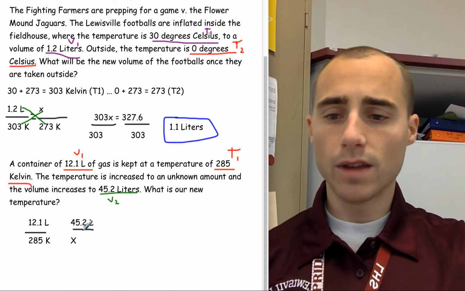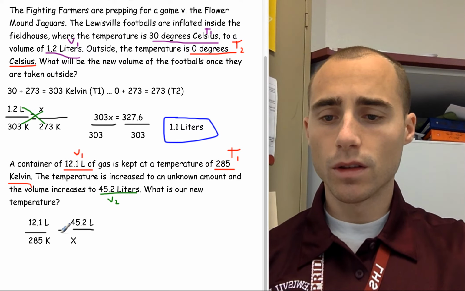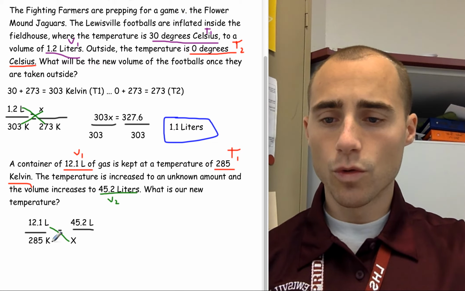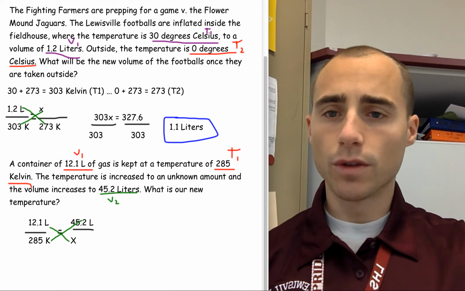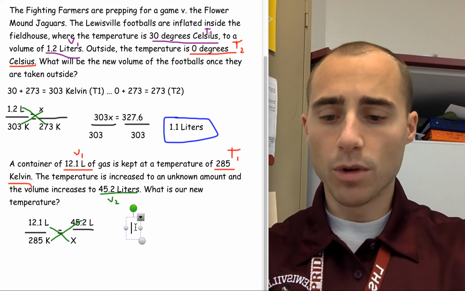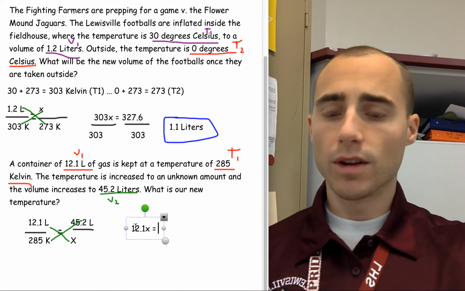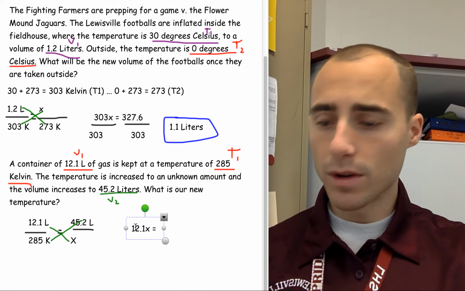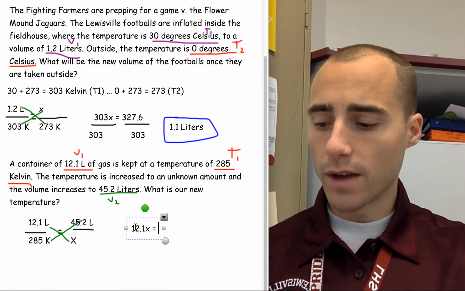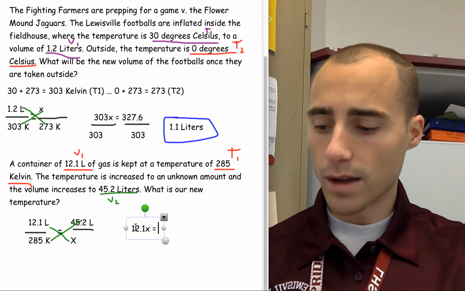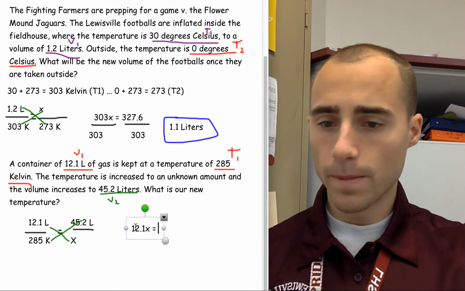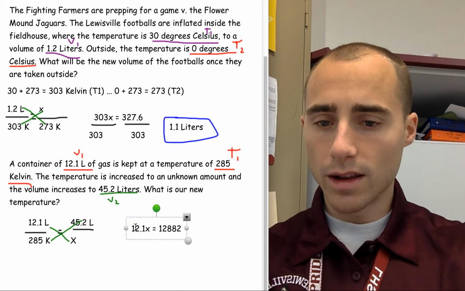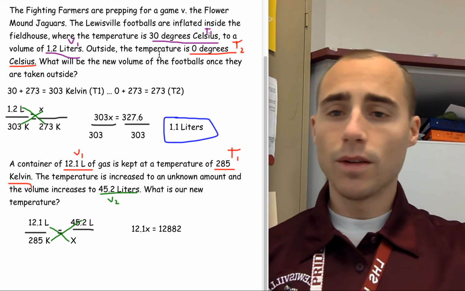Set it up, equals. And then we will cross multiply and solve. So you end up, of course, with 12.1x, and we are going to set that equal to 45.2 multiplied by 285. So 285 multiplied by 45.2, and that equals 12,882.